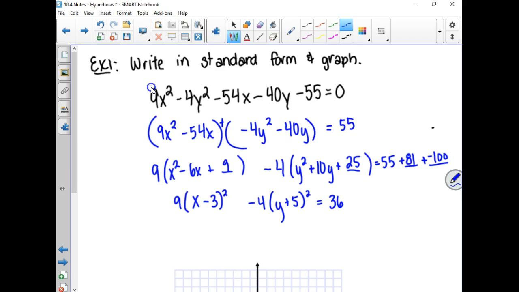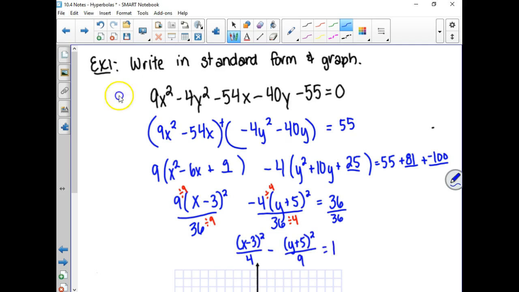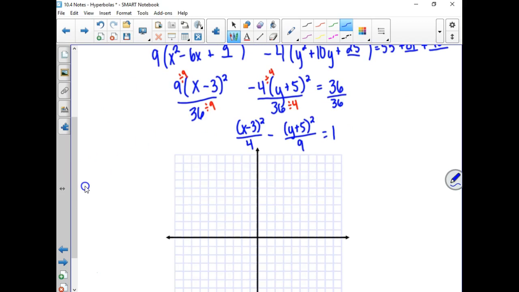I think it's kind of weird how just that tiny sign can make it so different. So you divide by your 36 here, just like we did with the ellipses. And we'll reduce, just divide by that 9, which happens to work really nicely here. Divide by the 4 here, so we get x minus 3 squared over 4 minus y plus 5 squared over 9 equals 1. Have any questions on that?